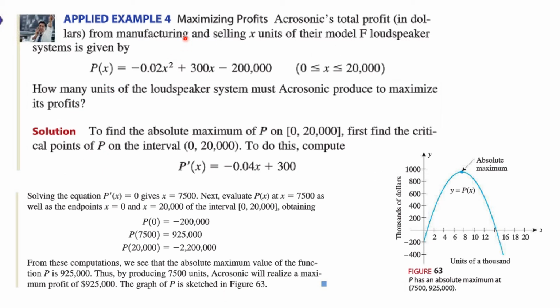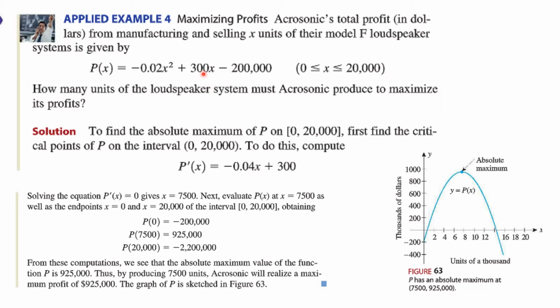Life is a word problem, so this certainly applies to word problems. Here we want to maximize profits. This company's total profit in dollars for manufacturing and selling x units of this loudspeaker is given by P of x, equal to this quadratic function. And notice that this is only true for 0 less than or equal to x, less than or equal to 20,000. So this is a closed interval.